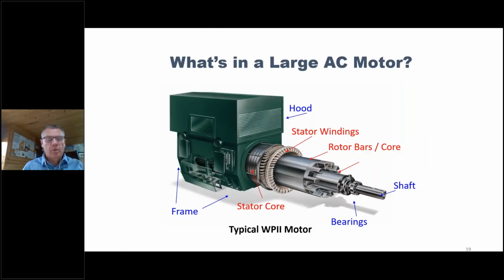I like this picture personally. I always like cutaways or exploded views. This one shows you a typical large motor, separated, and the difference between the blue font and the red font is the blue font is just mechanical parts to hold the motor together to do work. The red font is what we call the active material. So the active material is where current has been done.